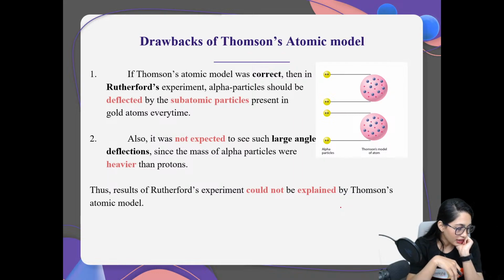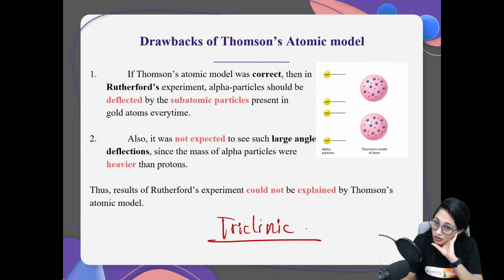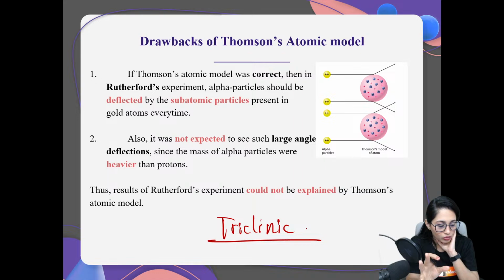So what is this? The crystal system without any element of symmetry is triclinic. It is triclinic. This is not there in your 9th or 10th grade syllabus. Don't worry about it. You will be studying that in detail in your 11th grade.